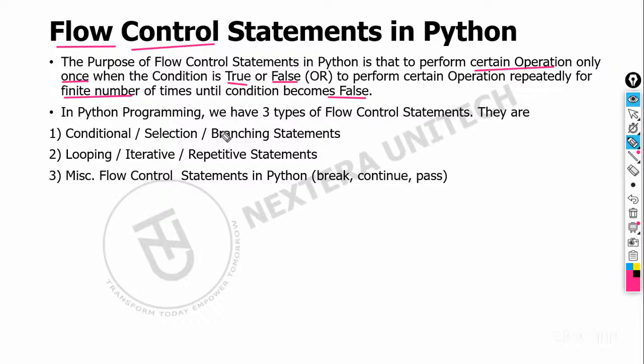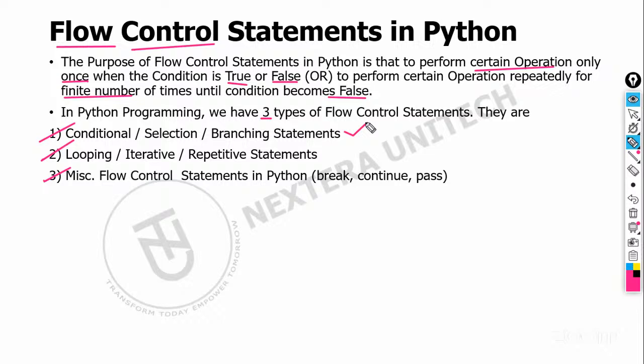Yes. And in Python, we have three types of flow control statements. What are they? They are conditional or selection or branching statements. The second one is looping or iterative or repetitive statements. And the third one is miscellaneous flow control statements, where we have break, continue, and pass. So we have successfully completed control statements.